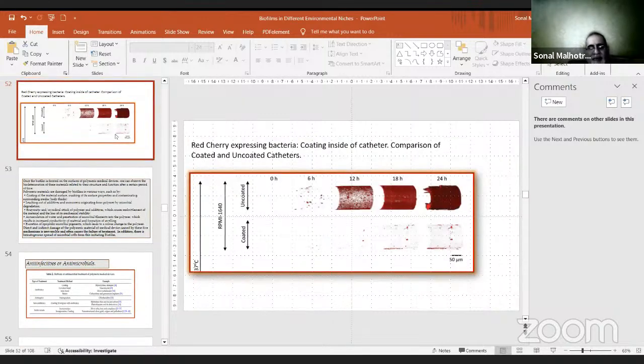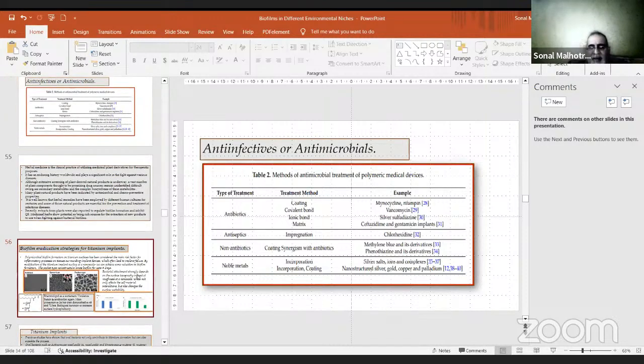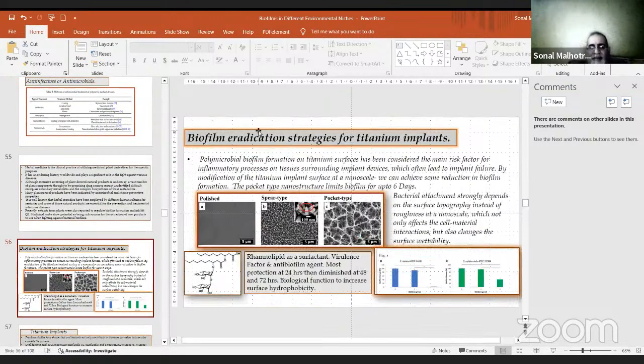Here is an example of using bacteria that are expressing red cherry, and then they are using different catheters that are coated with different compounds, and then they are testing the growth of bacteria by looking at red cherry fluorescence. So this is an example. We can see that clearly. So I'll skip some slides to this slide where they are using biofilm eradication strategies for titanium implants.